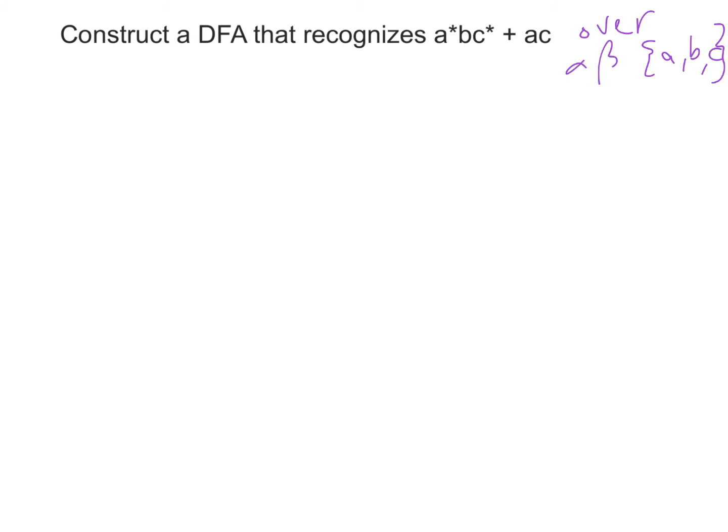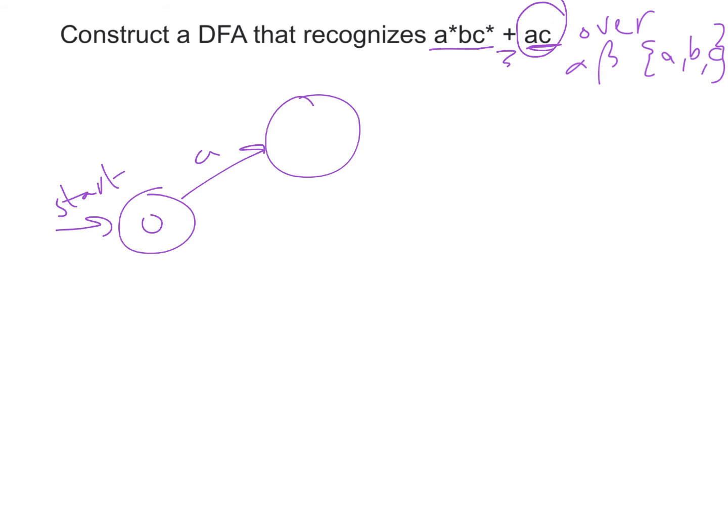Let's construct the DFA that will recognize just this little piece, AC, right? AC is just a single string, right? And this, of course, because we have the plus, it's the union of this language with that string. So we do our start, and we'll have a state that has an A transition followed by a C transition, and we will accept that second transition, and this looks good.